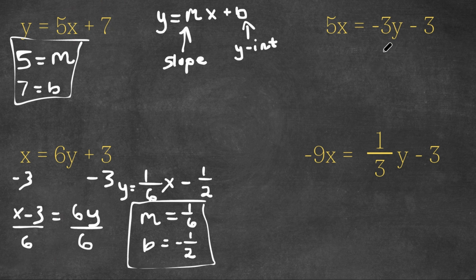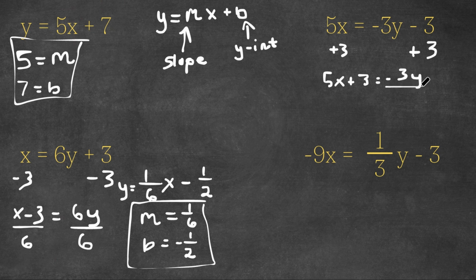Now let's try doing this one. 5x equals negative 3y minus 3. Well, we want to do the same thing. We want to change it to this form. So I'm going to add 3 on both sides. So we have 5x plus 3 is equal to negative 3y.